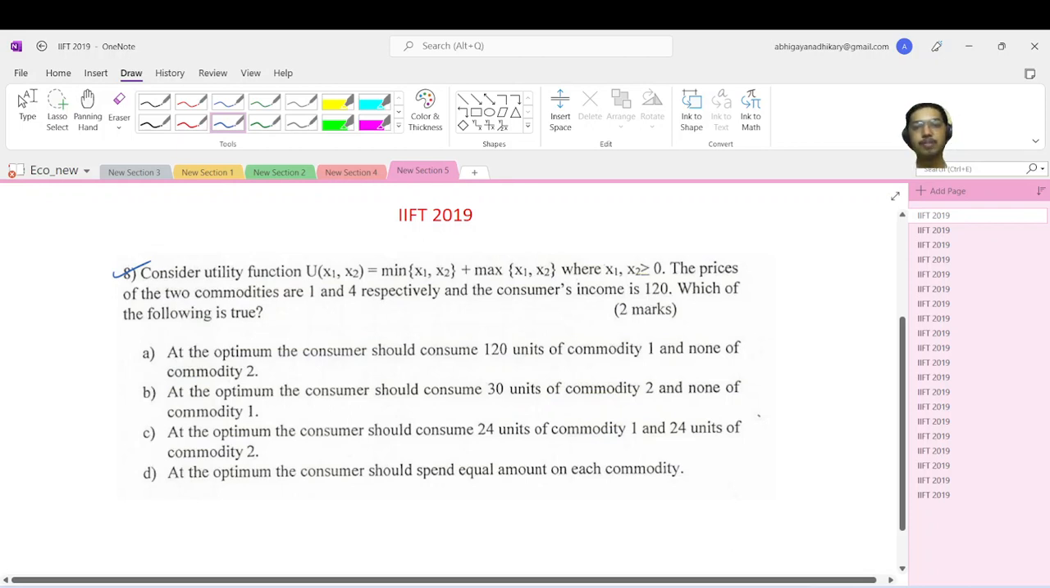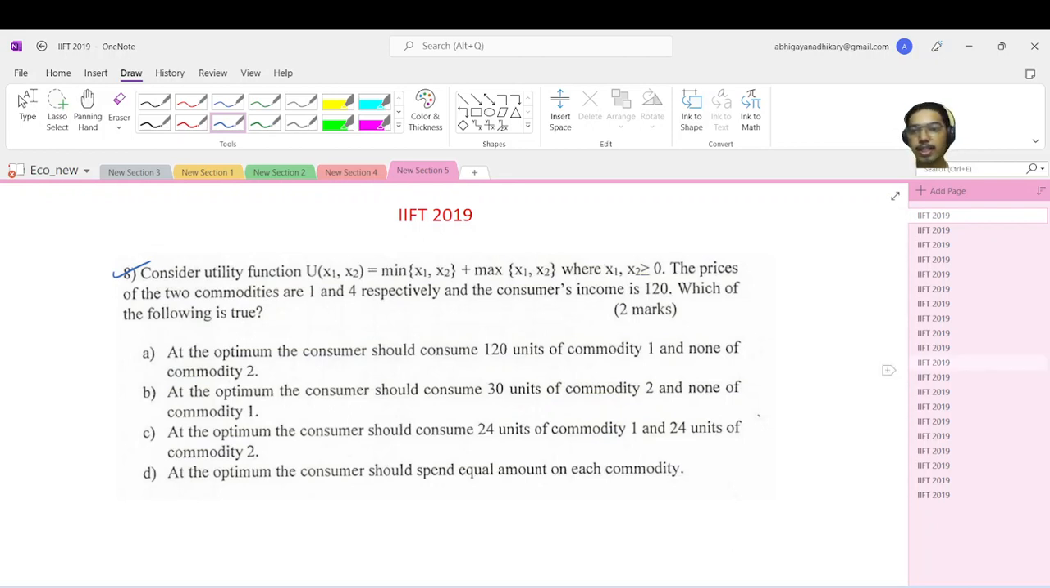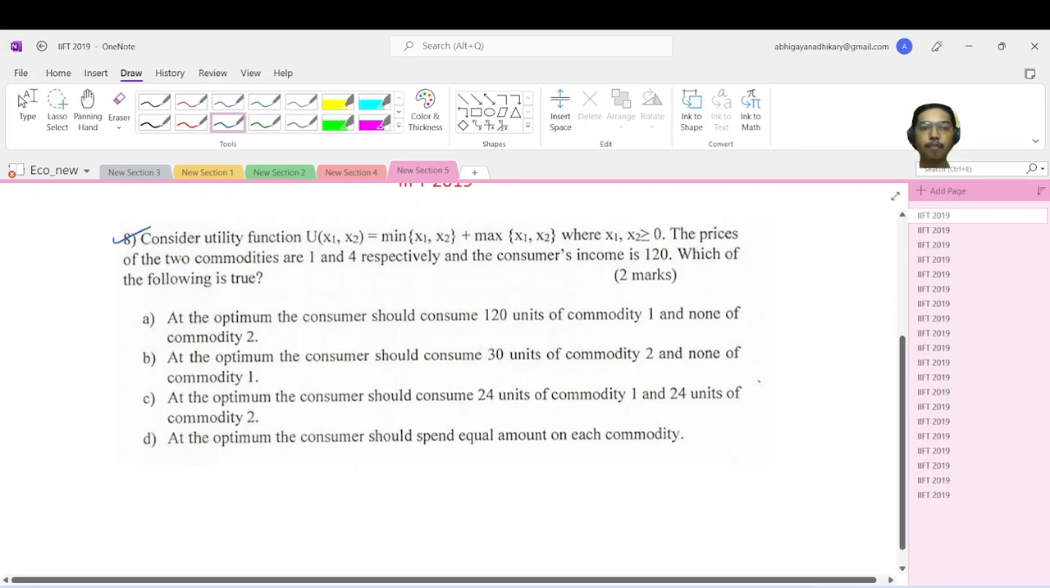Okay, so the options basically consist of alternatives among the optimal choices of the two goods. So let us first of all write down the information that we have. The price of good 1 is 1, price of good 2 is 4, and the income is 120. And your utility function u of x1 x2 is equal to min of x1 x2 plus max of x1 comma x2.